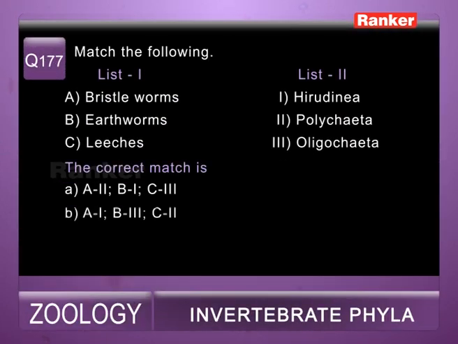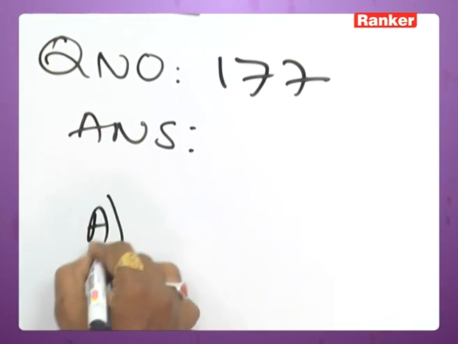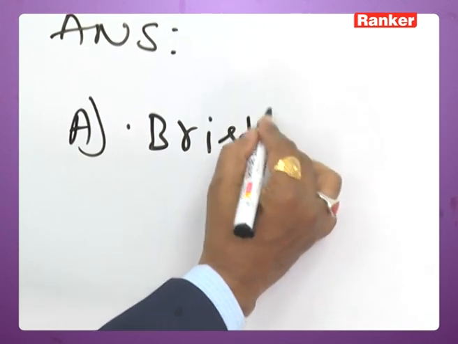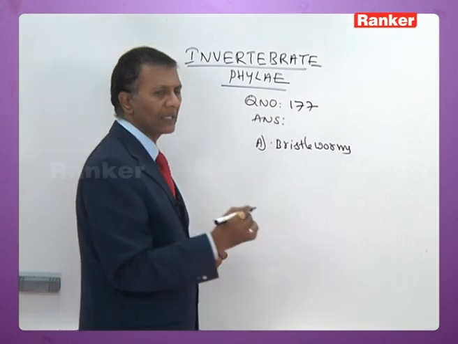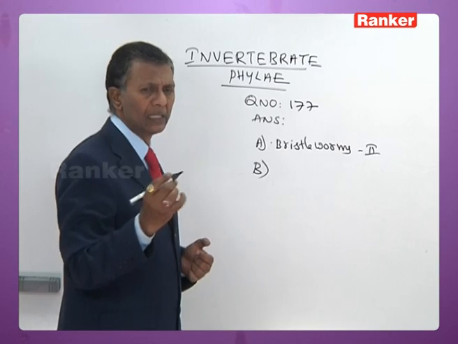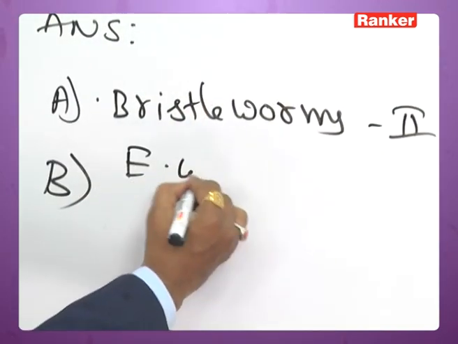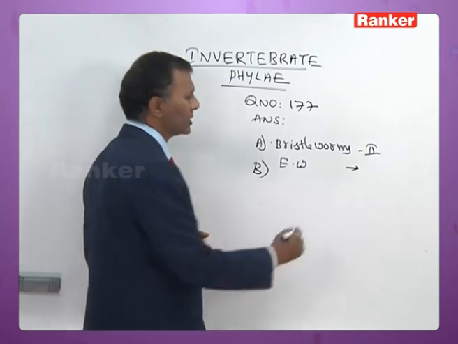Now 177 question, you have to match the following, list 1 and list 2. List 1 you have A. Bristleworm, B. Earthworm, C. Leeches. Under list 2 you have 1 Hirudinea, 2 Polychaeta, 3 Oligochaeta. Now A, bristleworms. Commonly the polychaetes are called bristleworms. So the answer for this is 2. B. Earthworms. Earthworms belong to Oligochaeta. So Oligochaeta, third option is correct.